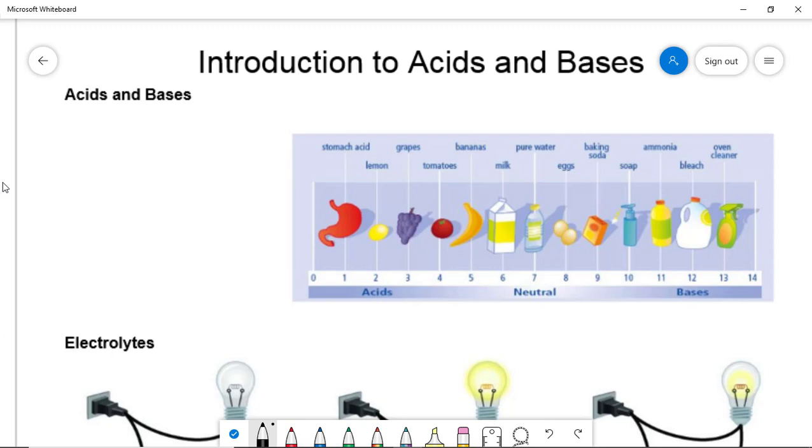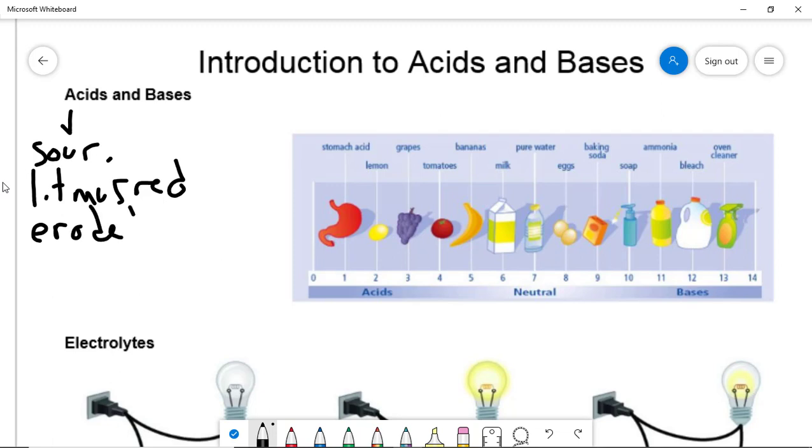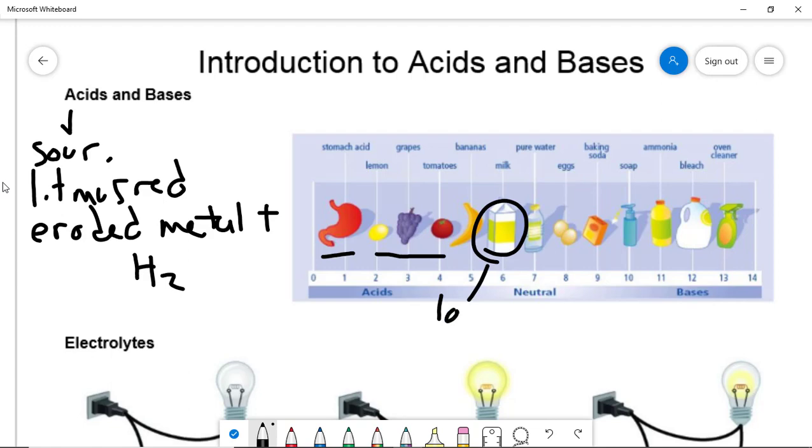And we're just going to dive in and talk a little bit about how chemists like to categorize things into different groups. One way they did that is with acids and bases. A long, long time ago, acids were simply considered things that were sour. They turned litmus red, and they eroded metals, which caused hydrogen gas to be created. These are things like stomach acid, lemon, grapes, citrus fruits. Milk, interestingly enough, has lactic acid in it, which makes it acidic.